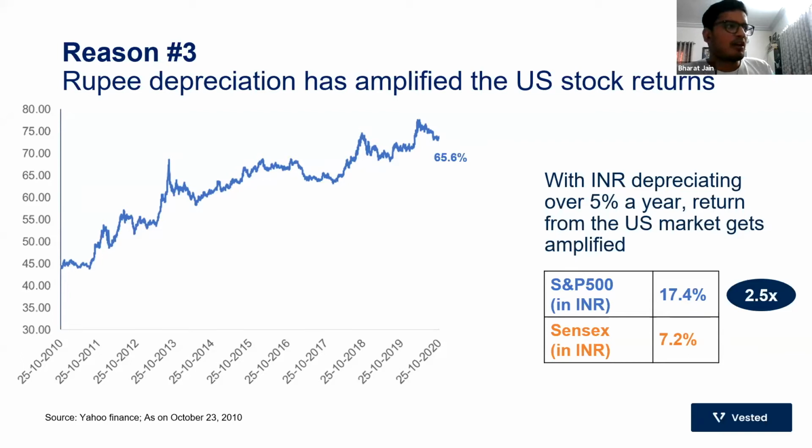rupee has depreciated around 65%, मतलब approximately 5% on a yearly basis. So that's a big drop, right? 45 rupees था एक डॉलर 10 साल पहले, अभी currently 74-75 के रेंज में चल रहा है. So approximately 5% depreciation हुआ है on an annual basis. So अगर वो आप literally add करोगे, S&P 500 returns is more than twice, 2.5 times of Sensex. So return wise, definitely US markets has beaten hands down Indian market. So that's the primary reason as well to invest. ये हो गया आपका एक और reason.